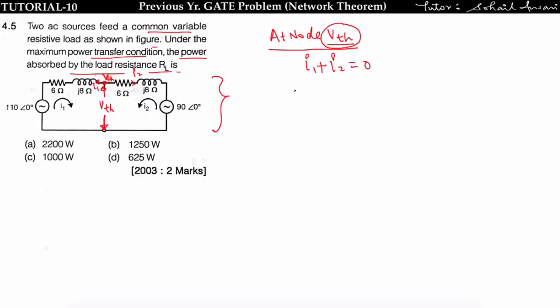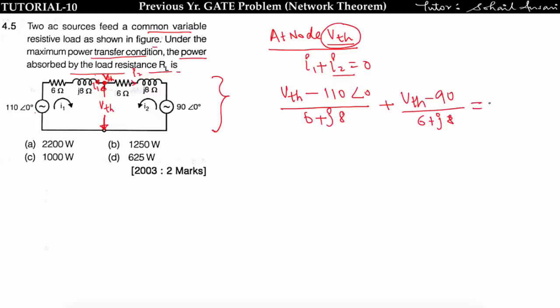Now replace I1 in terms of potential. You will get higher potential, that is VTH, minus lower potential, that is 110 angle 0, divided by the impedance, that is 6 plus J8. Similarly, you can replace I2 by (VTH minus 90) upon (6 plus J8), is equal to 0. So if you find VTH, you will get 2 VTH is equal to 200 angle 0, hence VTH is equal to 100 angle 0.